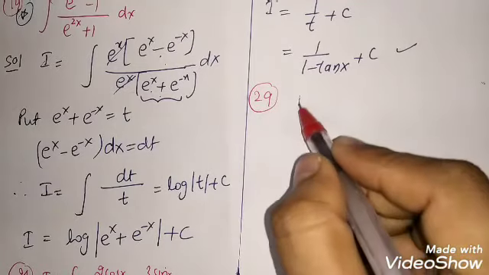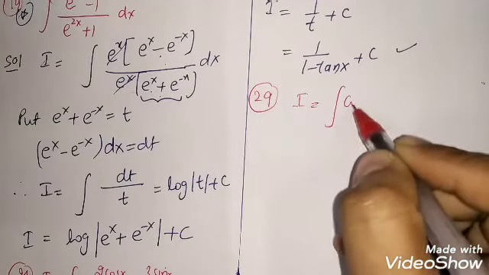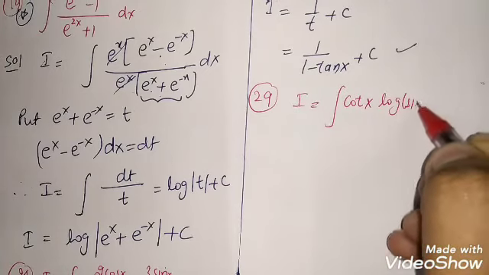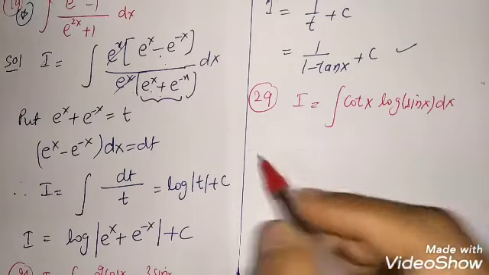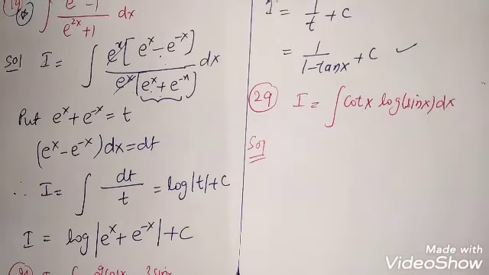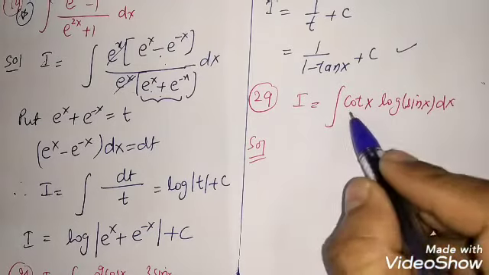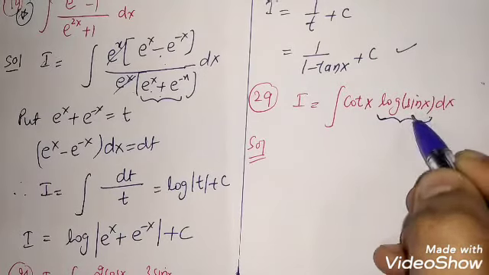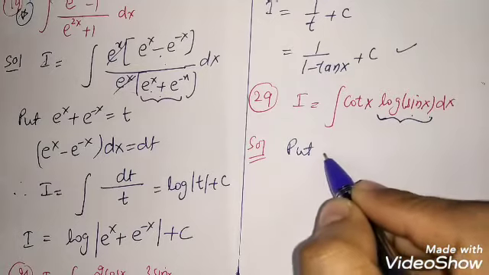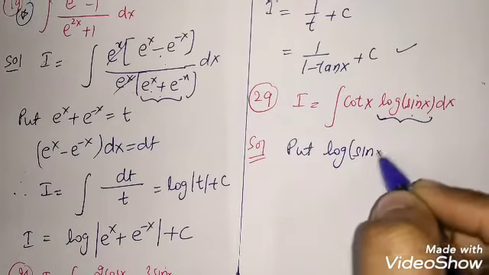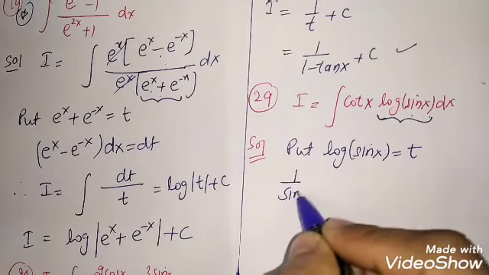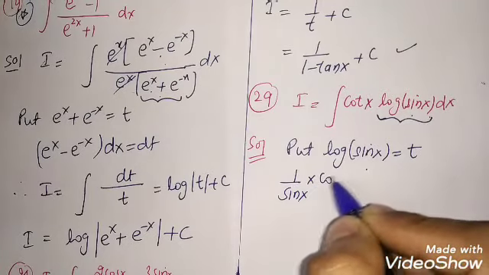29th for you. I is equal to the integration of cot x log of sin x dx. Solution. How can I do this? Think, if I am differentiating cot x, then I am getting cosecant square x. So put log of sin x equal to t. The derivative is 1 by sin x, and the derivative of sin x is obviously found by using the chain rule.